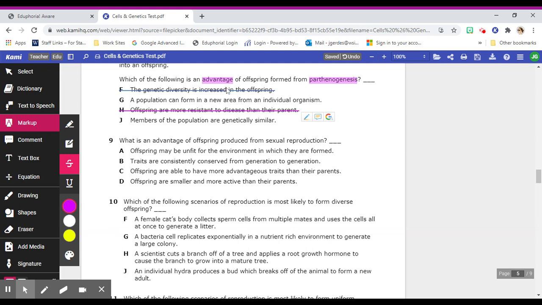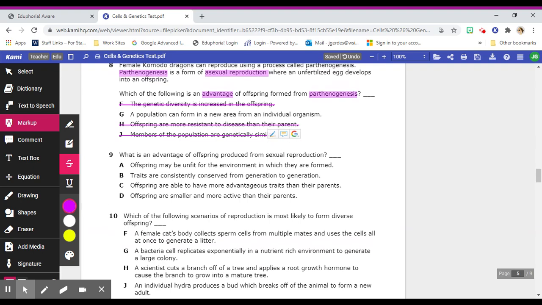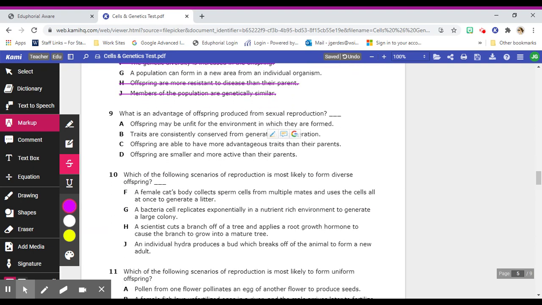Okay, so now, again, I'm looking for the advantage of parthenogenesis. So being genetically similar is not necessarily an advantage. So I'm going to cross that one out. It should really be G. So number 8 is G.